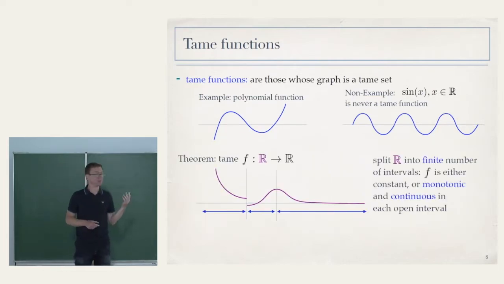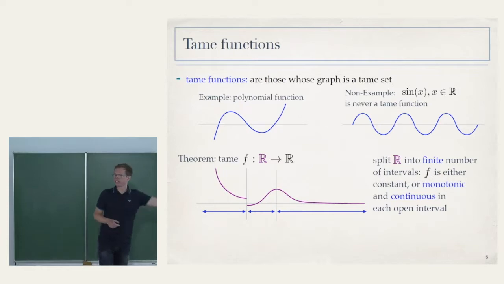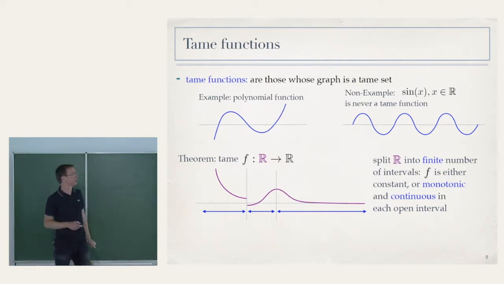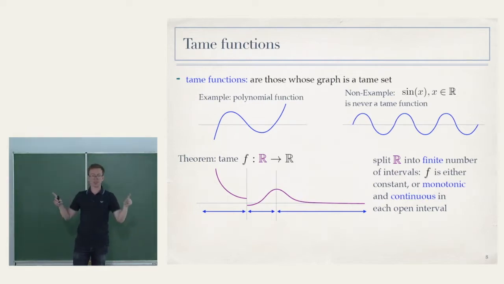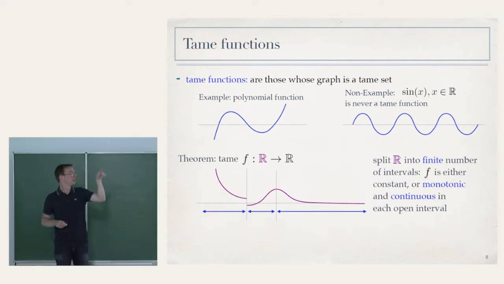Now, there is a theorem. It's a fundamental theorem. It's not too complicated to prove in tame geometry. So what does a tame function look like in one variable? A function from R to R. You can show that any tame function is of the following form. You can split the domain into a finite number of intervals. And within these finite number of intervals, the function is monotonic and continuous. It can jump, but it can jump only at finitely many places. So it can have finitely many discontinuities.